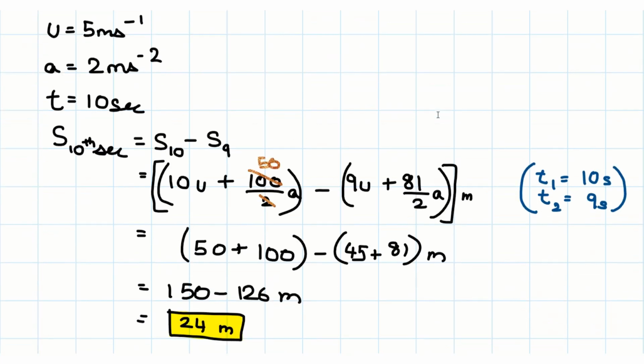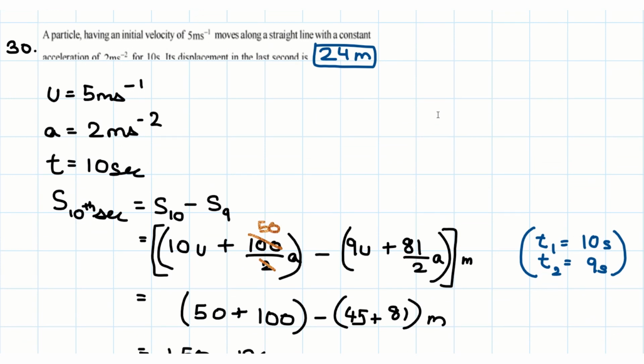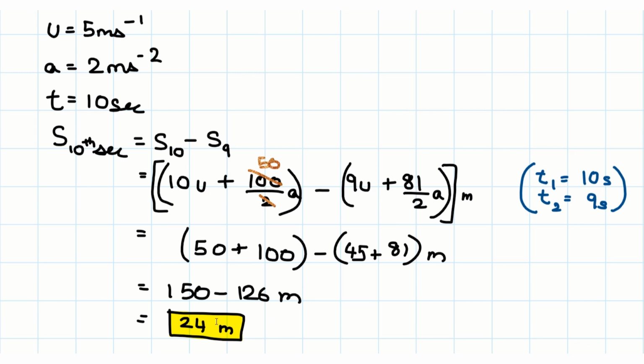Now last but not the least, the 38th question states that the initial velocity of the particle is 5 meters per second. It has an acceleration of 2 meters per second square for a time of 10 seconds. Now if we don't know the formula for Sn, we can directly use this shortcut. S at 10th second equal to distance covered in 10 seconds minus distance covered in 9 seconds. Now we are using the second equation of motion, S equal to ut plus half at square in both the cases, and when we simplify this further, we get 24 meters as the answer.